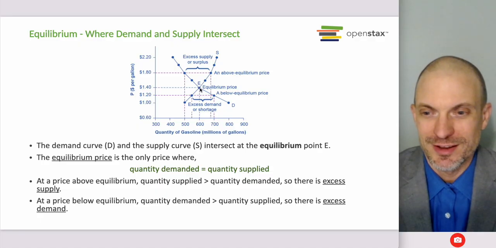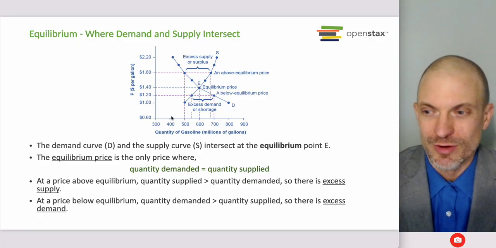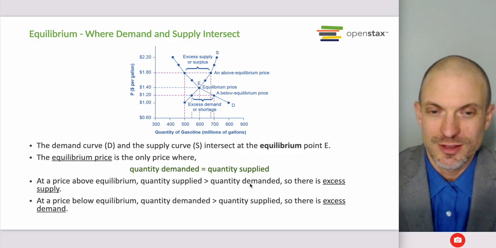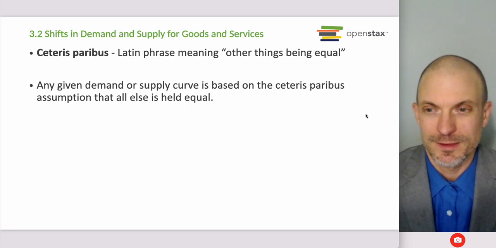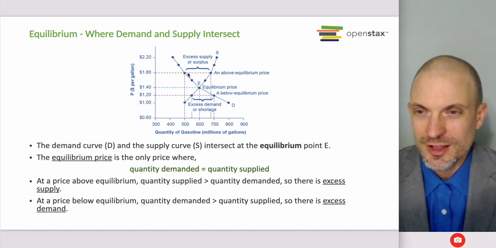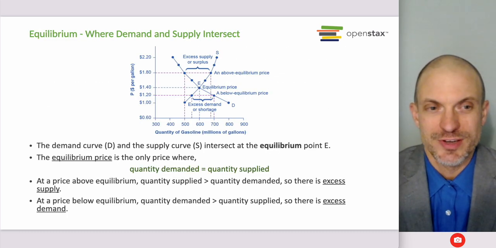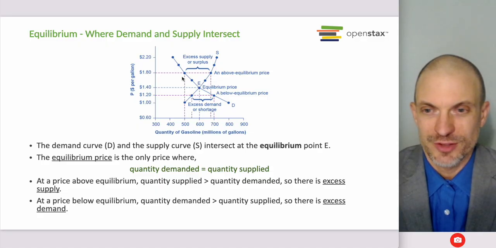That's where quantity demanded equals quantity supplied. Right, so at any price above the equilibrium, QS is bigger than QD, so there's excess supply. And at all points below the equilibrium, QD is bigger than QS, so there's excess demand. In this case, you'd say the surplus at a price of $1.80.